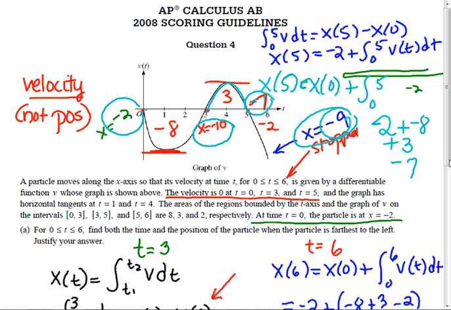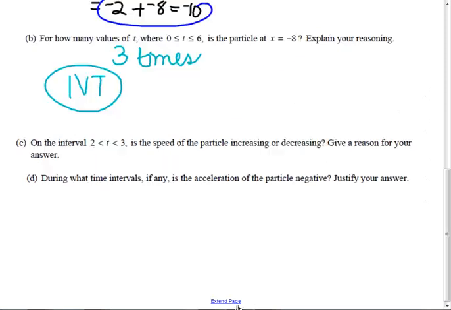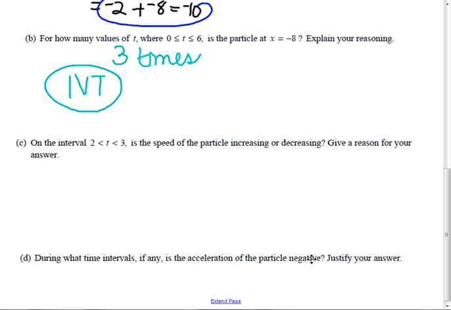Okay, and now to do the next part, on what interval is the speed of the particle increasing or decreasing? So if the speed is increasing, I said this wrong last time. If the speed of the particle is increasing, it's speeding up, right? If the speed of the particle is decreasing, it's slowing down.